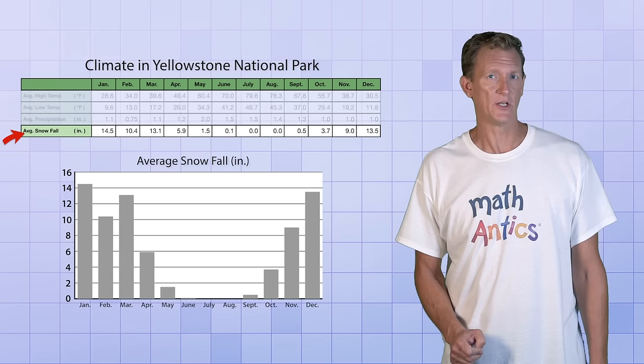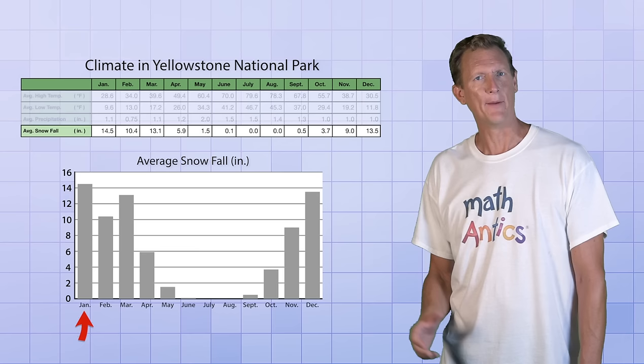Here's another bar graph that's made from the row of data showing average snowfall. Can you tell which month typically gets the most snow? Yep, it's January. And by looking at the scale on the left side of the graph, you can see that bar represents 14.5 inches of snow.